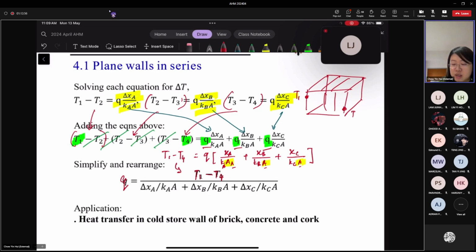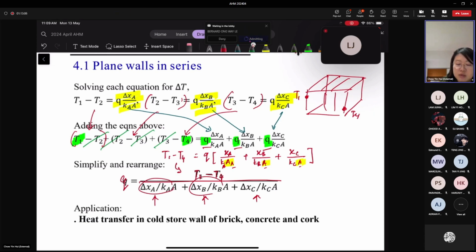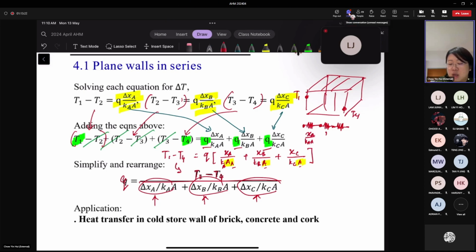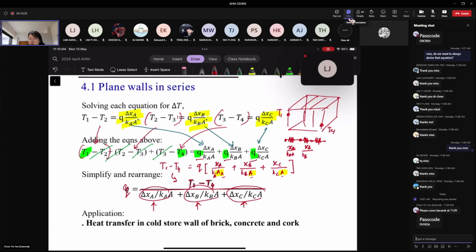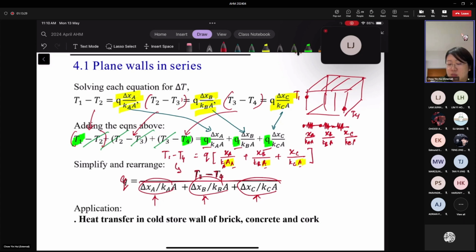T1 minus T4, divided by the sum of the resistance of each layer. It's as if it's a sum of individual resistances for each layer, if you draw an electrical network. So the resistance to heat transfer for this one is XA over KA multiplied by A, this is XB over KB multiplied by A, and this is XC over KC multiplied by A.